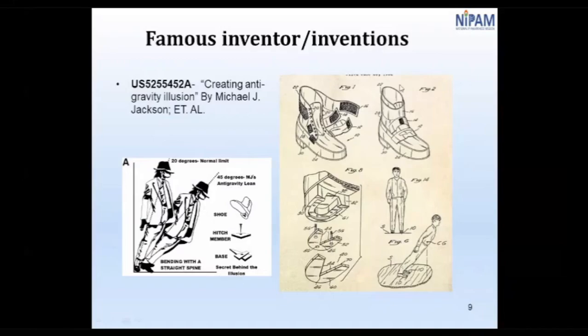This is the famous shoe by a particular person from the US, and that shoe helps with that type of dancing. Okay, this is the application number. It discusses creating the anti-gravity illusion used by Michael Jackson. This is a famous shoe. So we see the importance of invention: a particular invention brings a new type of dance. Okay, that is the advantage of the invention.